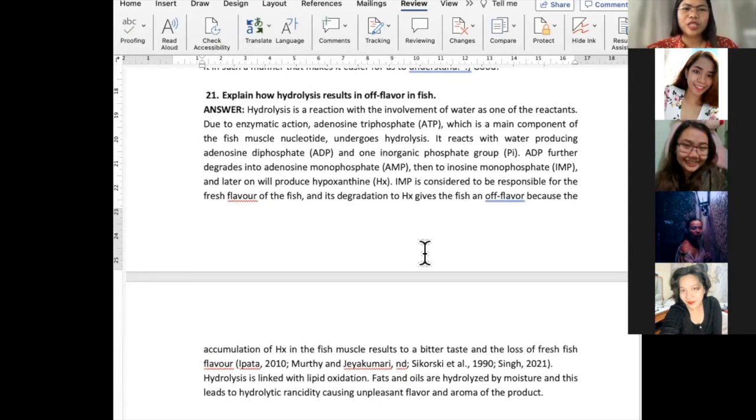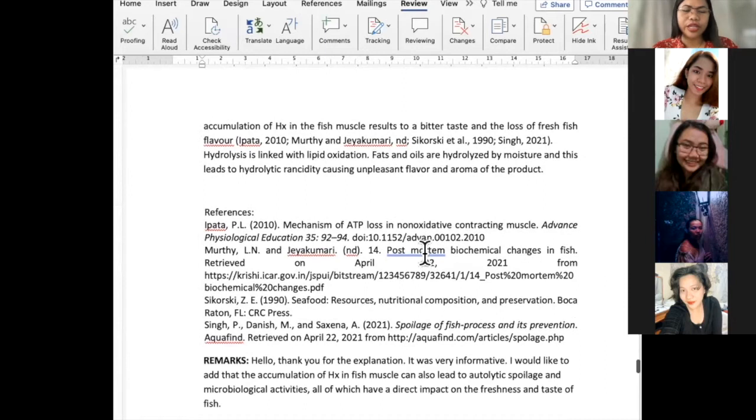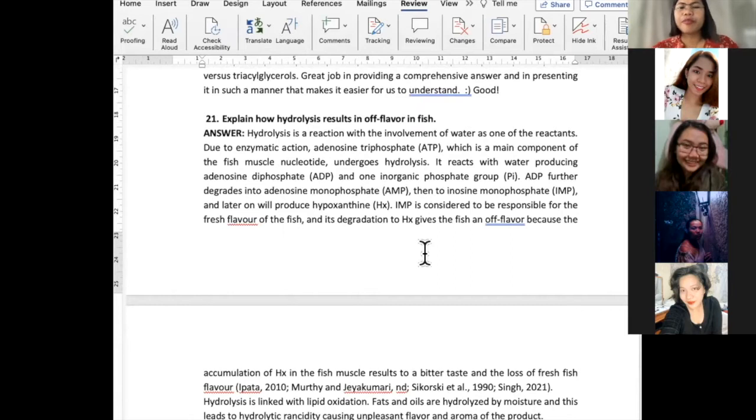Number 21, explain how hydrolysis results in off odor and off flavor in fish. Hydrolysis is a reaction with the involvement of water as one of the reactants. Due to enzymatic action, ATP, which is the main component of fish muscle nucleotide, undergoes hydrolysis. It reacts with water producing ADP and one inorganic phosphate. ADP further degrades into adenosine monophosphate and then to IMP and then to hypoxanthine.